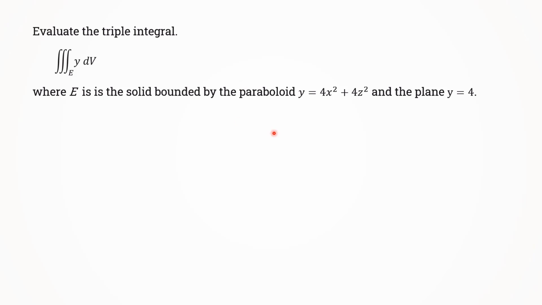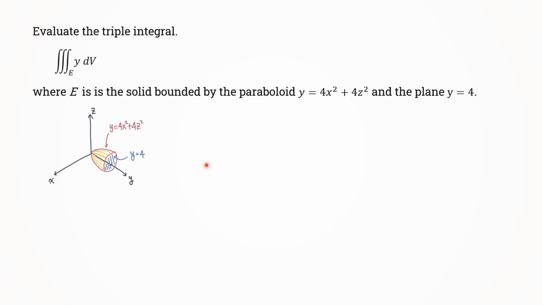Let's continue to talk about setting up triple integrals. This time our solid is bounded by the paraboloid y equals 4x squared plus 4z squared and then the plane y equals 4. Okay, so the first thing is that we are going to draw the solid and see what it looks like. So the paraboloid, and then we also have the paraboloid bounded by the plane. So this is the solid that we have here.